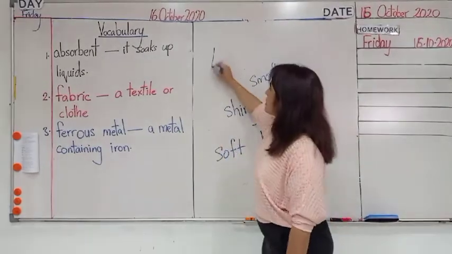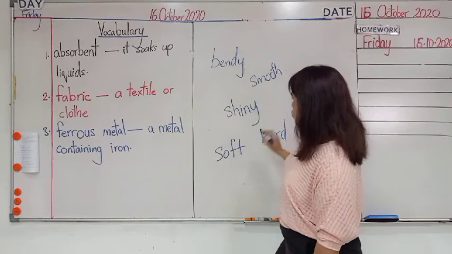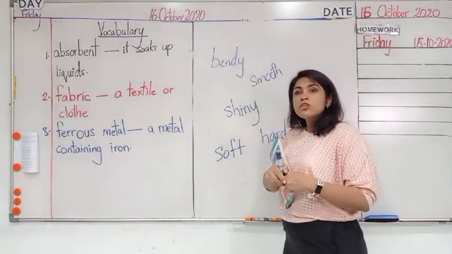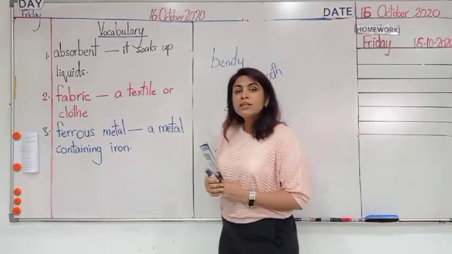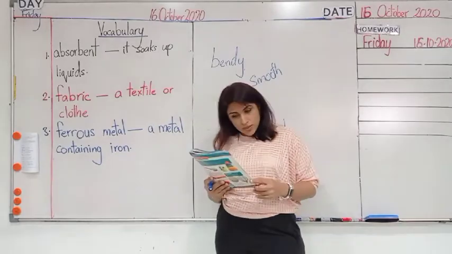Bendy. We can even say bend. Bendy. Okay. Stretchy. The rubber band. The rubber you can stretch. Alright. Sponge. You can squish. Squishy. Alright. So these are some words which you can use to describe the materials.